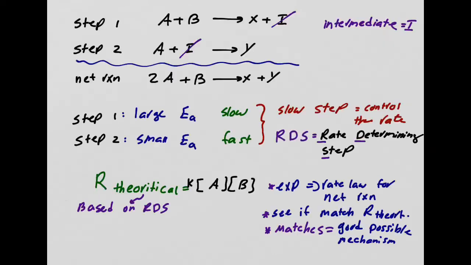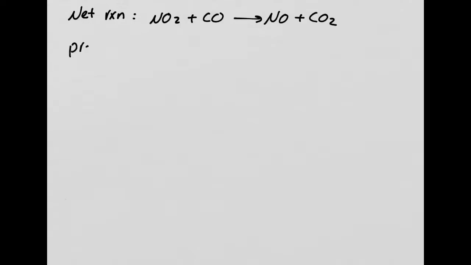I know I'm going really slow. Hopefully you're not getting tired of that, but don't fast forward me. Listen to me. Here's my net reaction: NO2 plus CO going to NO plus CO2. That's my net reaction. Now, here is the proposed mechanism.